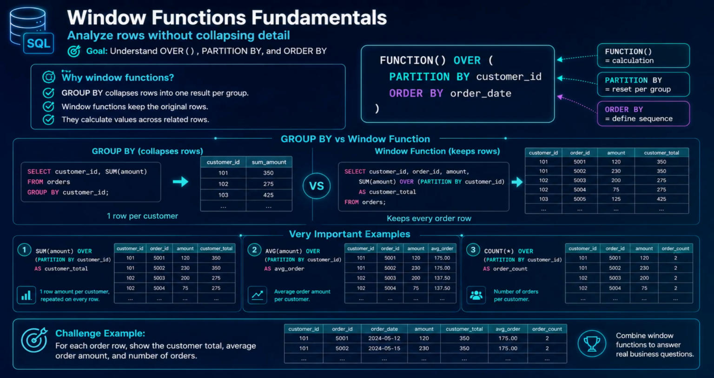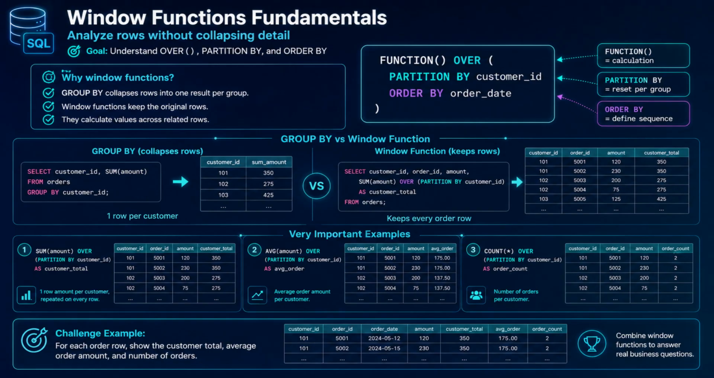With a window function, you can keep every order and still calculate values such as the customer total, average order amount, or number of orders. The main structure is function over. Inside the over clause, we can use partition by and order by. The function is the calculation. For example, sum, avg, count, row number, lag or lead.